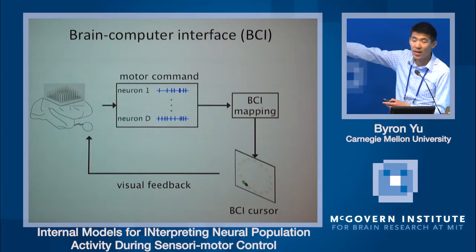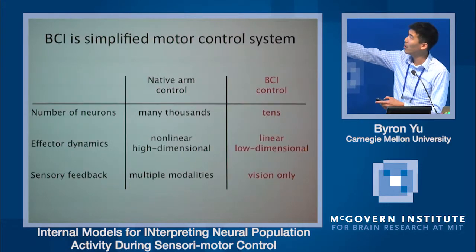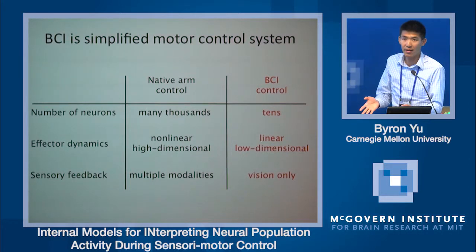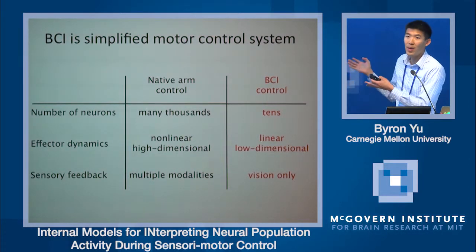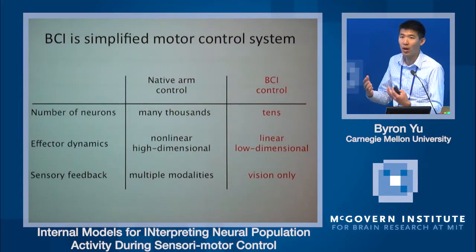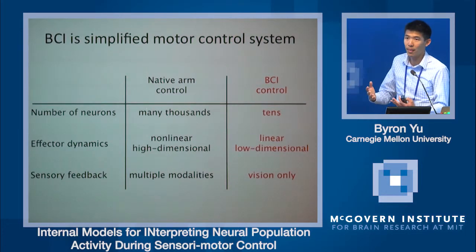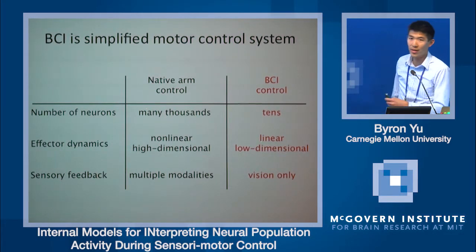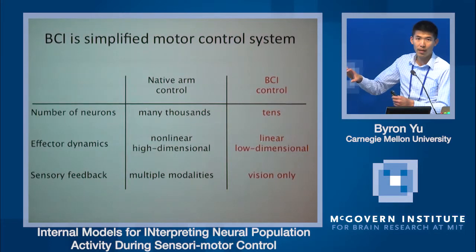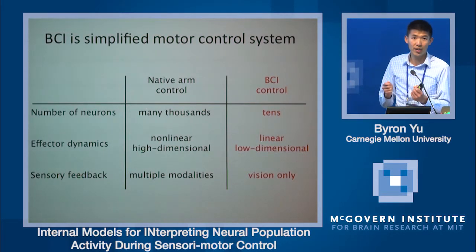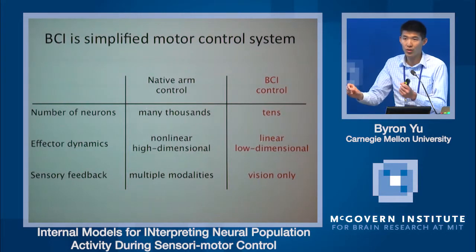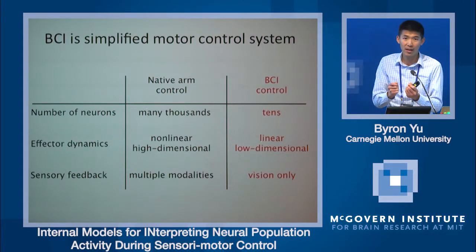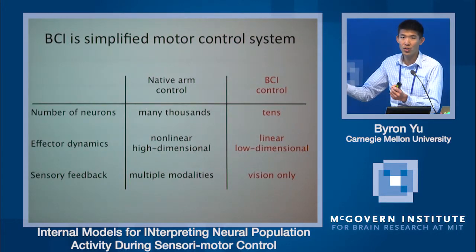Okay, so if we look at this closed-loop motor control system, what we see is that it's a simple version of the system we really want to understand. And by using a BCI system, we might be able to get some foothold on questions like internal models. So if we make this comparison, we typically record from tens of neurons using these multi-electrode arrays. And so in this case, we have the full set of control signals that are controlling the cursor by definition. It's only those neurons from which we're recording directly that can affect the cursor motion.